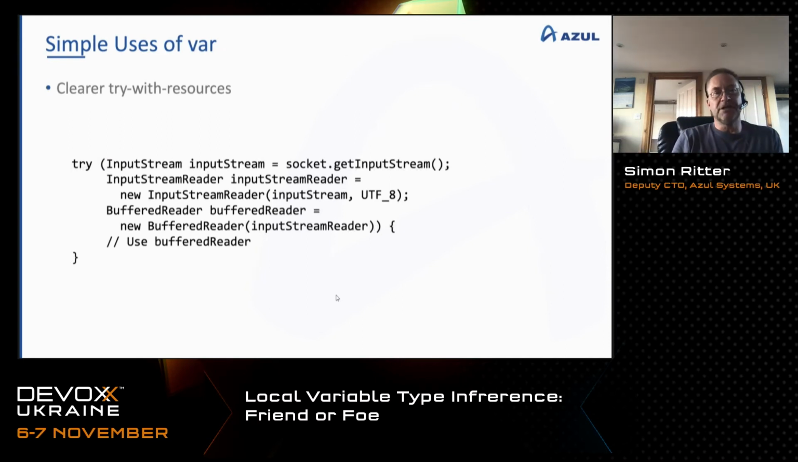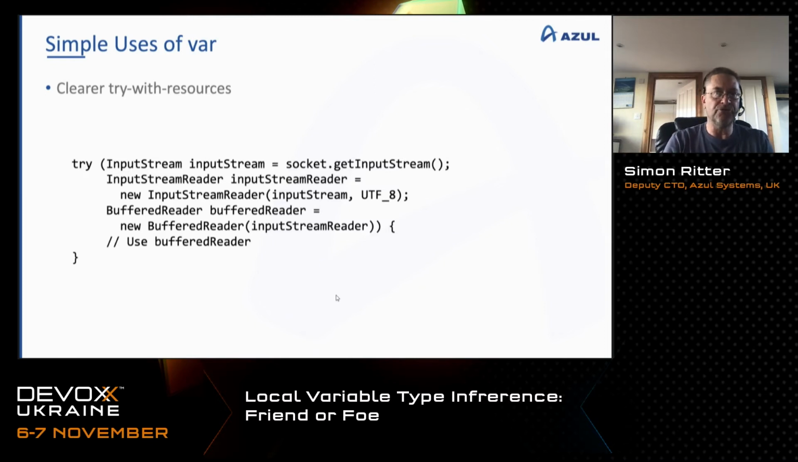Another good example of where we can use var is to simplify our code and make things easier to read. So try with resources, a good example. What I've done here is I've created a try with resources block, and I've deliberately been fairly verbose in terms of the variable names that I've used. But you can see that if you just look at that piece of code, it's very wordy. It's very difficult to pick out exactly what's going on here.